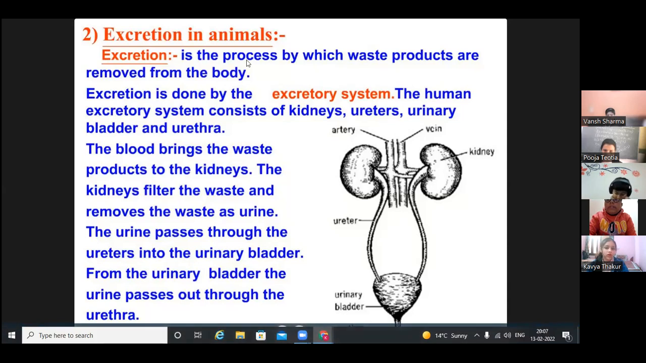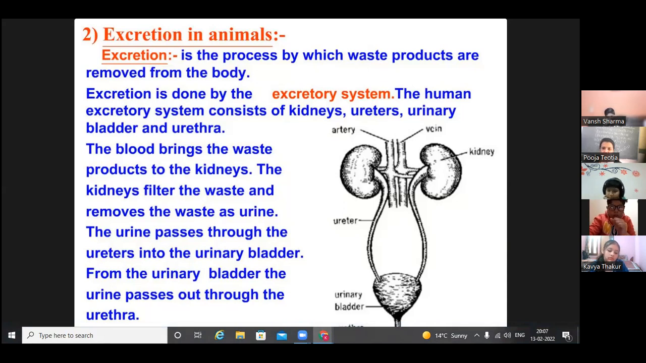The answer is not audible. Again, mute yourself. Divyanshu, speak loudly. Okay, Nishchay, you can continue with the next paragraph.